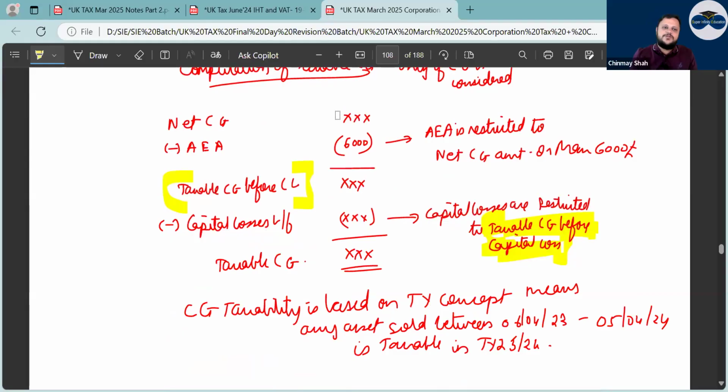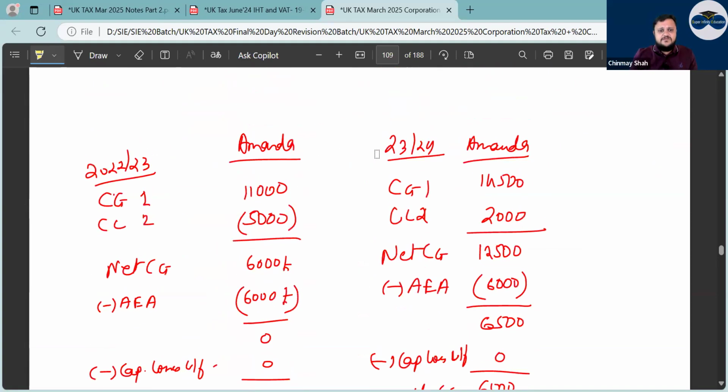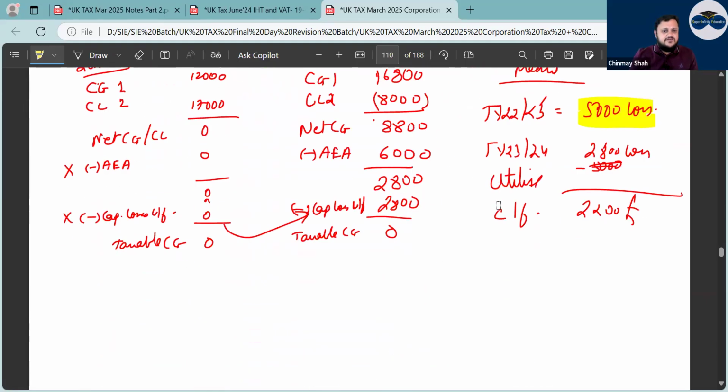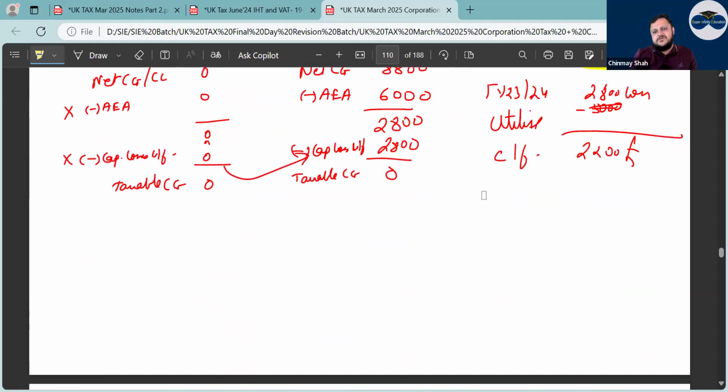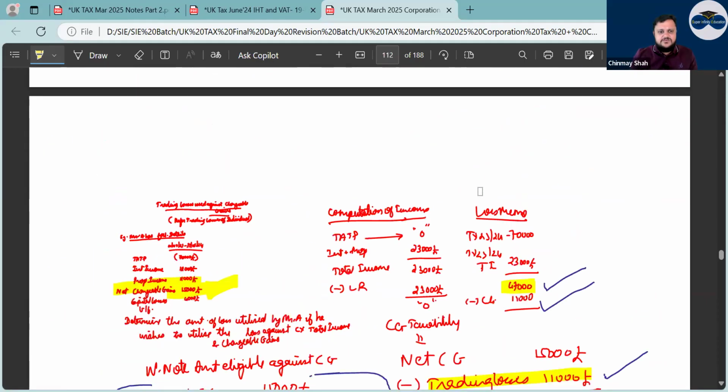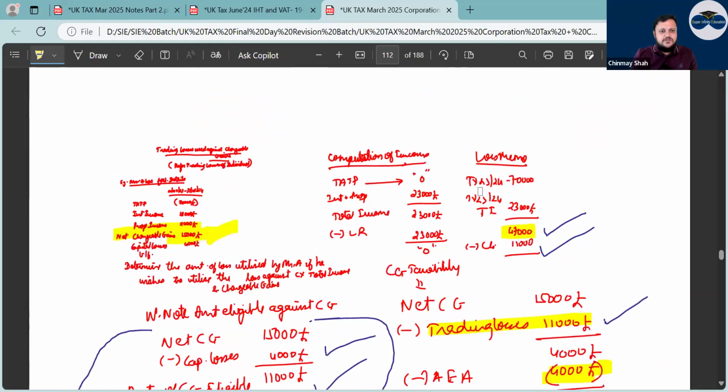Net CG. If 4,000 is the net CG, correct? AE cannot be 6,000 and loss cannot be great. AE will be restricted to net CG or max amount of 6,000. Have a look. 11,000 is the CG, 6,000 is net CG, 6,000 fully deducted, 12,500, right? If it is less, then CG will be restricted to less than 6,000. AE cannot bring losses, correct?